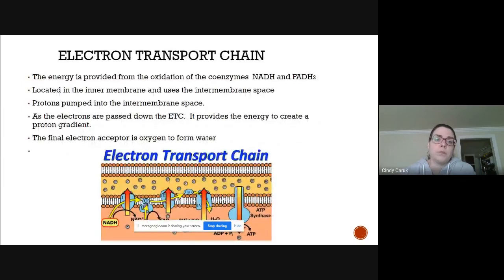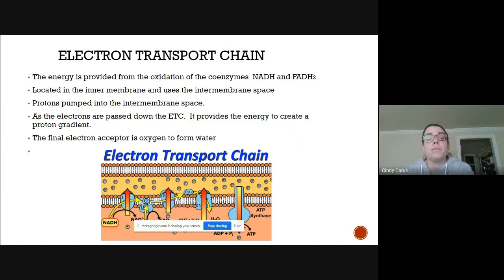So in our electron transport chain, the energy is provided from the oxidation of both NADH and FADH2. This is in the inner membrane, and it's also going to use that intermembrane space. We're going to have proton pumps, three in total. The electrons get passed down this electron transport chain because they are attracted to the oxygen, which is highly electronegative, and that forms water.